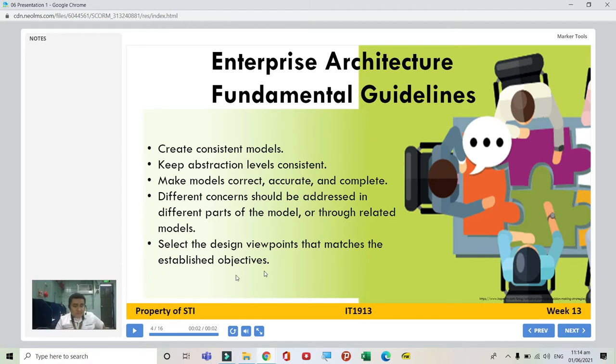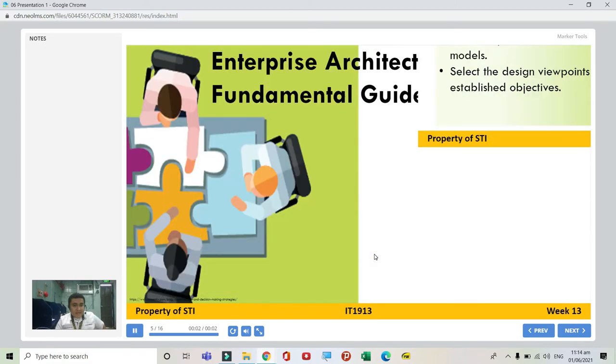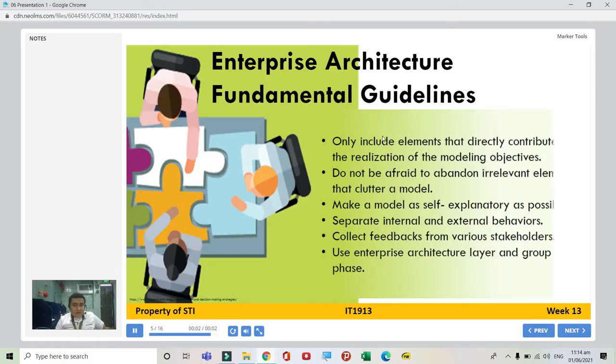Okay, let's remember that one. Next one, we also have it here, di ba? Marami siyang guidelines, and then later on I will tell you something. Only include elements that directly contribute to the realization of the modeling objectives.